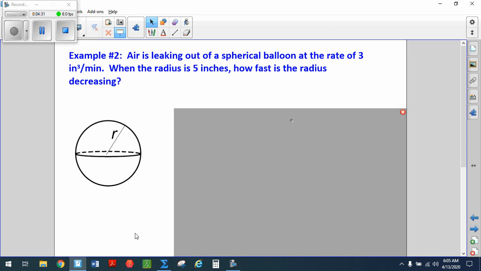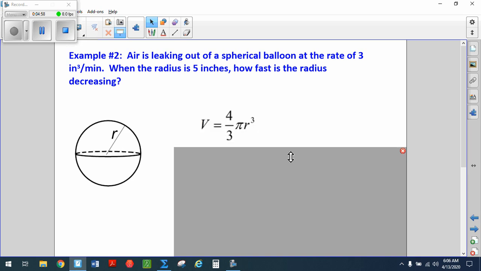Okay, here we have a spherical balloon. Air is leaking out of it at 3 cubic inches per minute, so my balloon is getting smaller. When the radius is 5 inches, how fast is it decreasing? As air leaks out of the balloon, the sphere is going to get smaller. At the point where the radius is 5 inches, how fast is it decreasing at that moment?